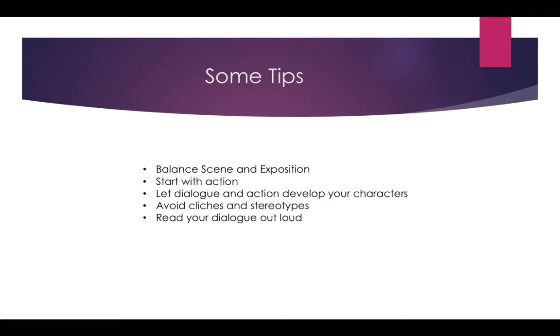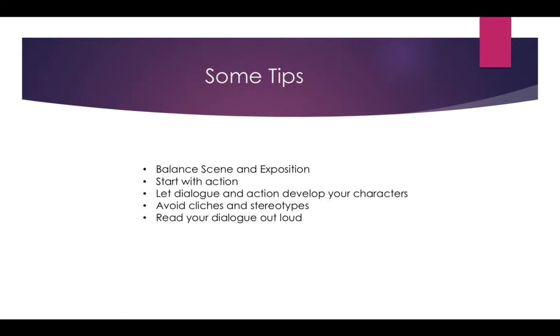Next, let dialogue and action develop your characters. Nothing kills a story faster than a writer saying something like, "John was jealous when other boys talked to Jane." Don't tell me he's jealous. Either use dialogue, so let John go have a tense conversation with one of these other guys talking to his girlfriend. Let me hear him talking, and I will figure out that he's jealous.